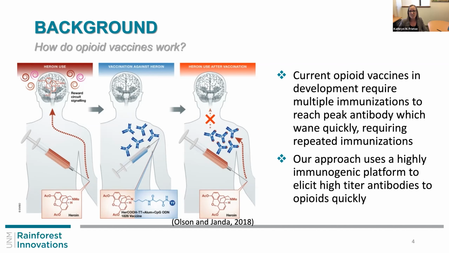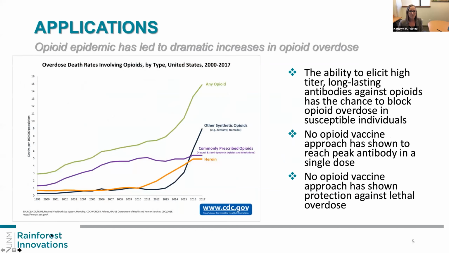Our approach is different in that we're using a really highly immunogenic platform, the bacteriophage virus-like particles, to be able to elicit these high titer antibodies against the opioids that hopefully will last a long time, and also that you will quickly get antibody responses.